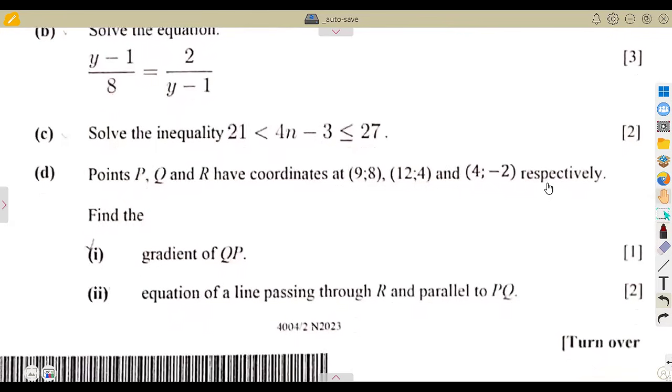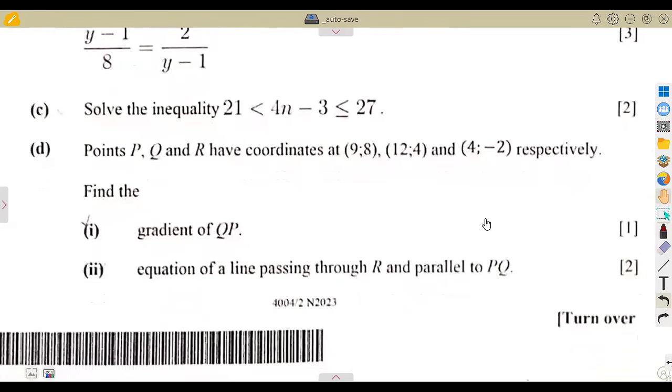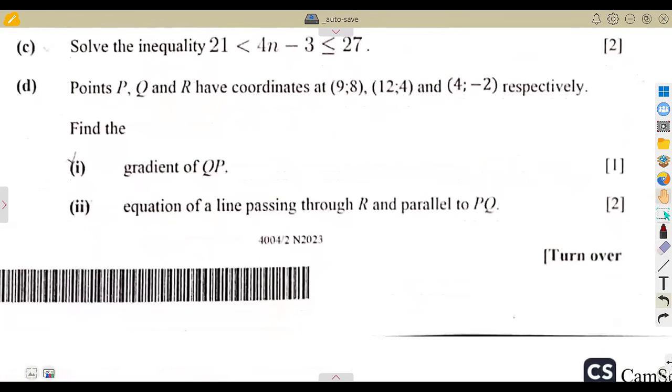So you can even expand those brackets, go back to the factorization method, or the quadratic formula. Guys, it's up to you. As long as you do understand what you're doing, then it's fine.